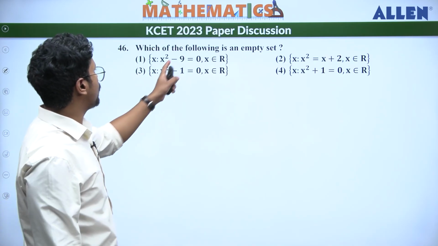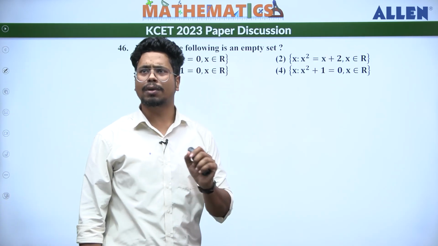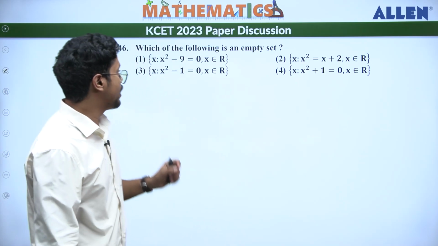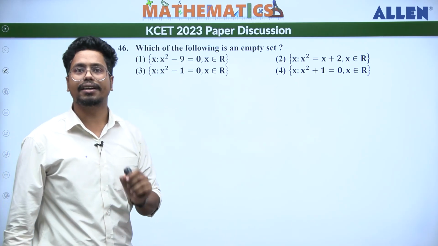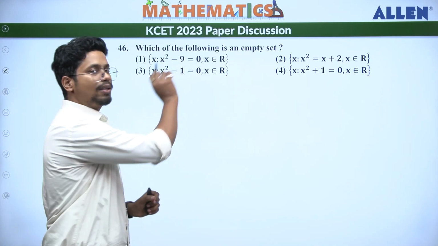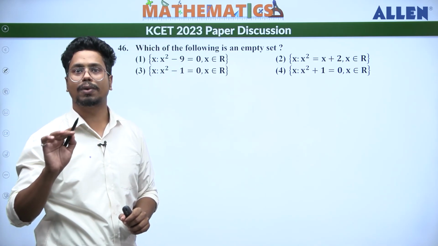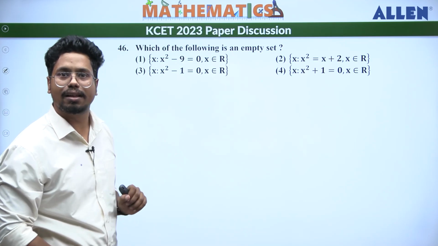Okay, which of the following is an empty set? They are asking which of the following is an empty set. Then which of the following will not have any real solution? x square minus 9 is equal to 0, x square is equal to 9, x equal to plus or minus 3. Solution is there. So option A is eliminated.